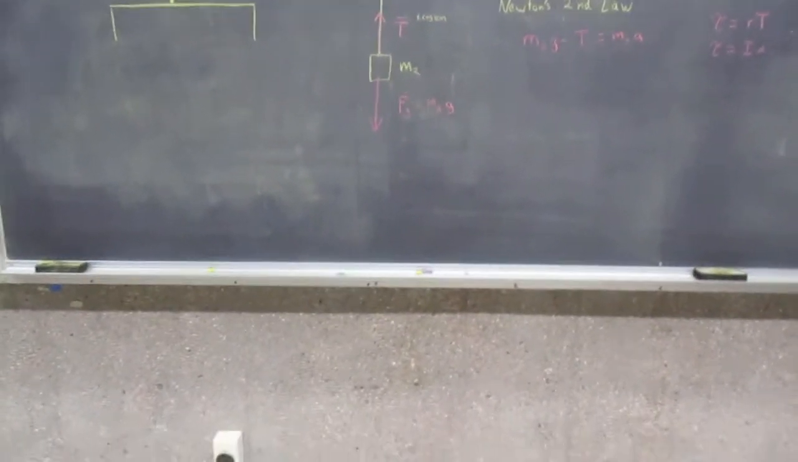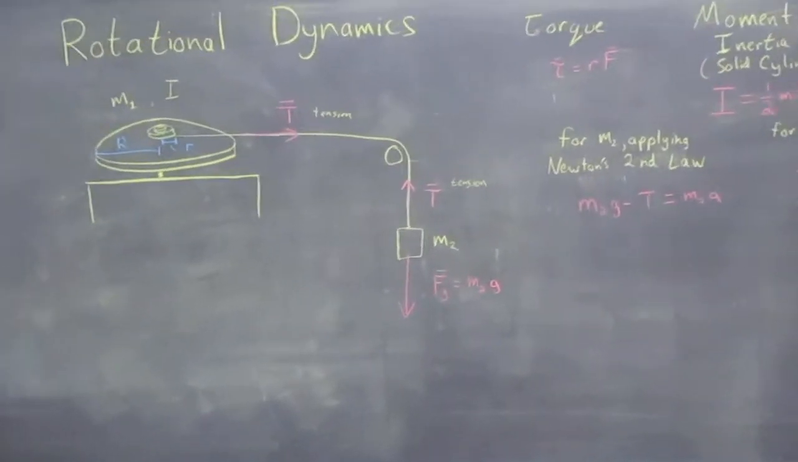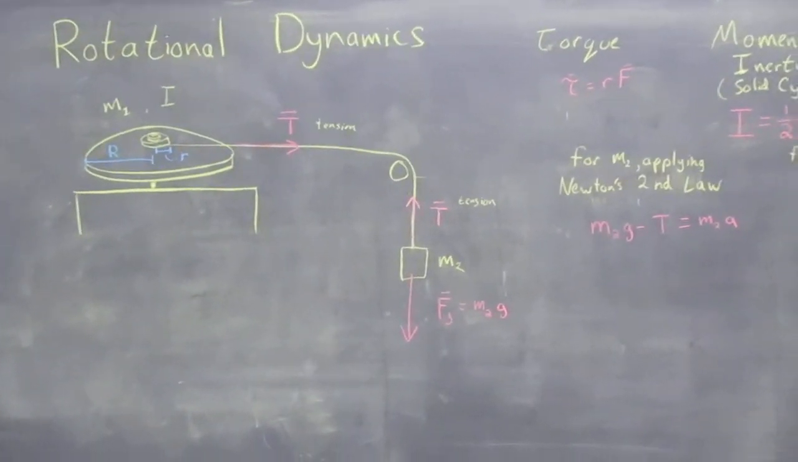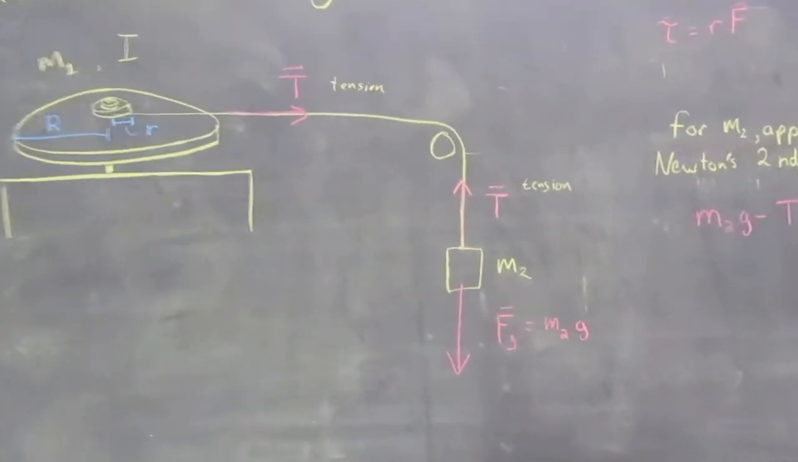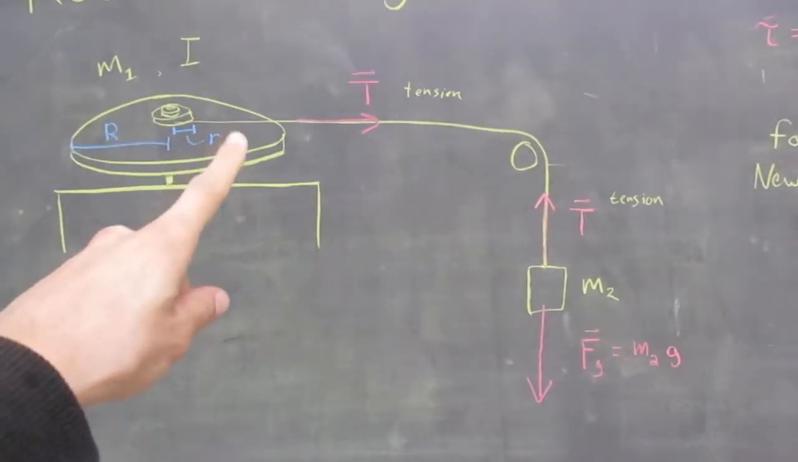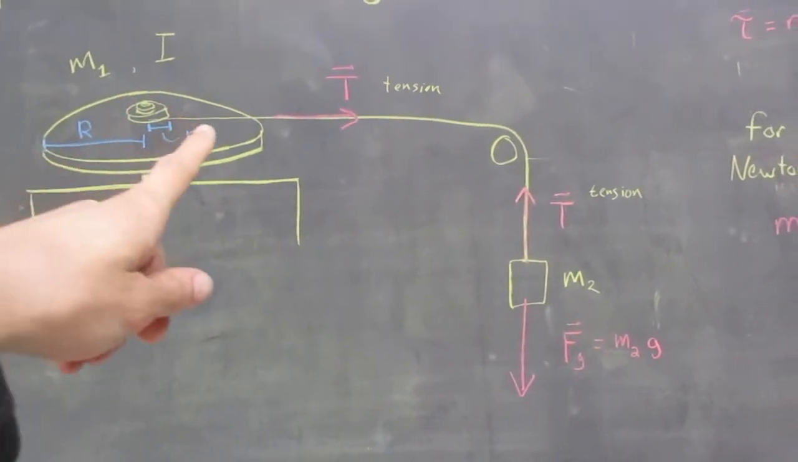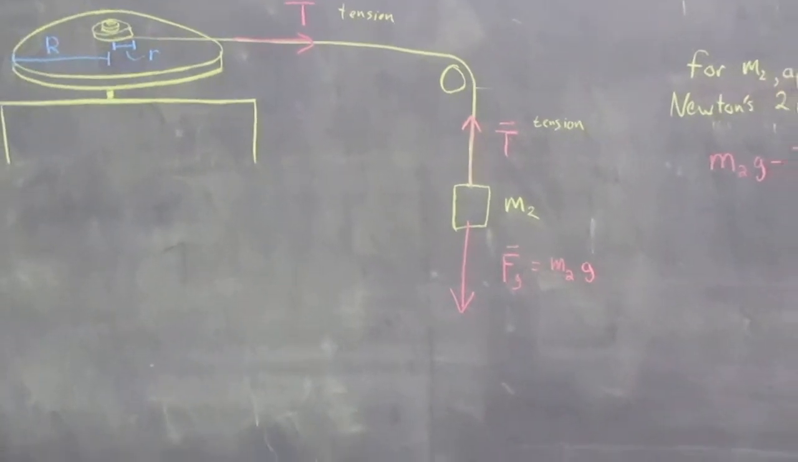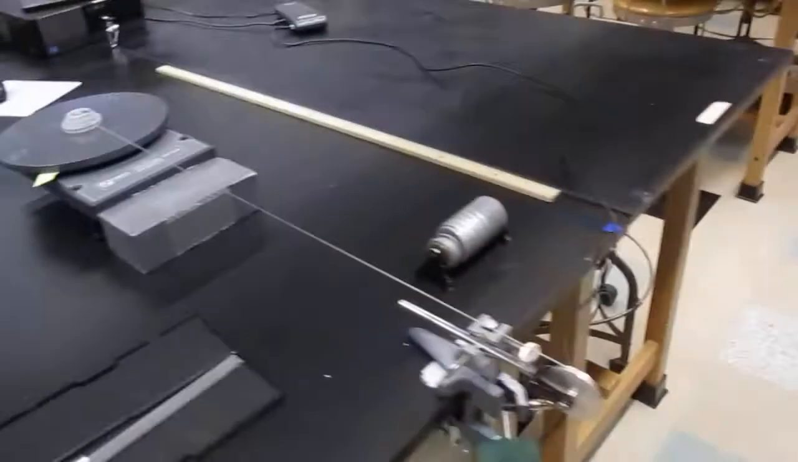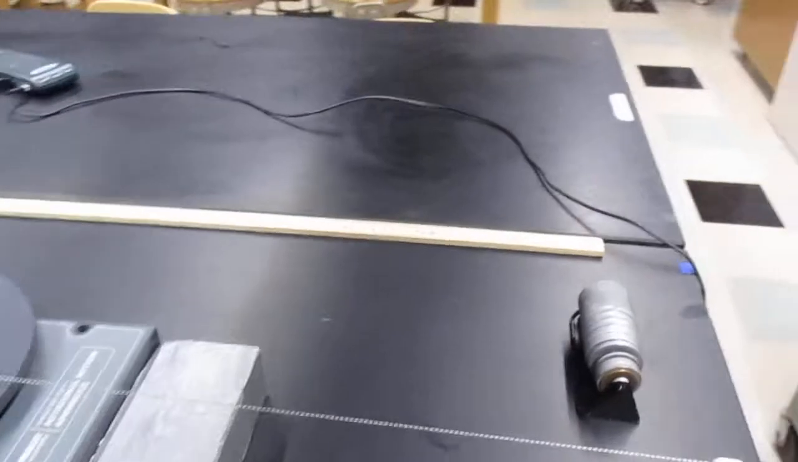Okay, so today we're going to be looking at the experiment called rotational dynamics. In this experiment, we have a setup where we have this rotating platform. We have a string and some weight attached to it. I'll briefly show you the setup here. Okay, so here's our rotating platform.